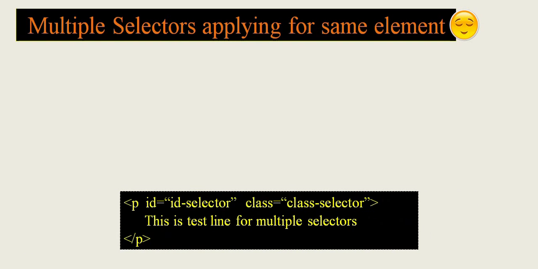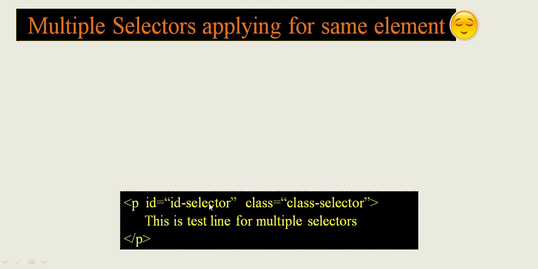I'm considering this general example which includes a p tag. For this p element, I'm going to apply the three selectors. By using this p tag, we can directly write code for the element selector. I'm including two attributes within the p tag, an id attribute and a class attribute. I'm giving my reference name for the id attribute as id selector, and for the class attribute, I am giving my reference name as class selector.